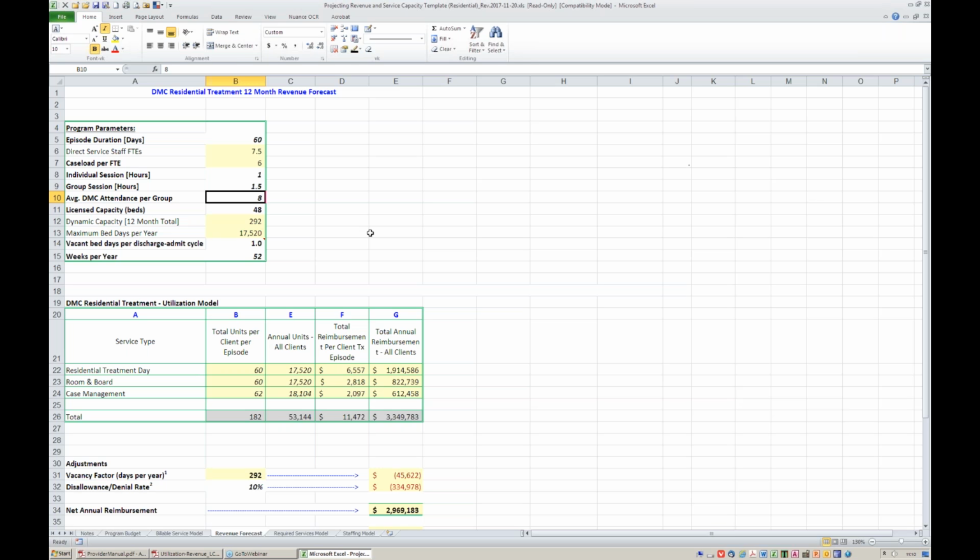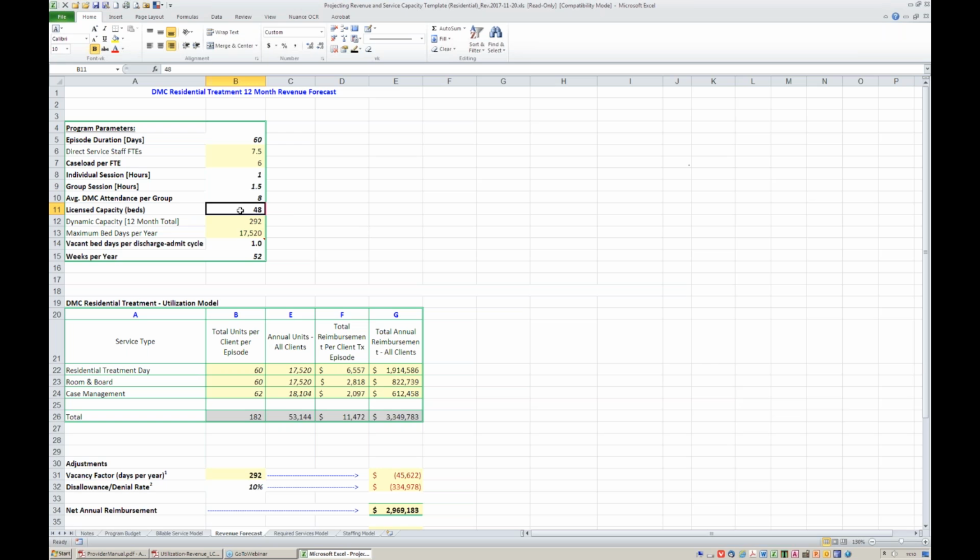Average drug Medi-Cal attendance per group. Groups in residential, all group counseling, whatever the setting, has to have between 2 to 12 participants in the group. And I'll show you a little bit later what the impact of that is. So that's basically it, as far as what you're looking at with your revenue and some of the factors that impact that revenue.